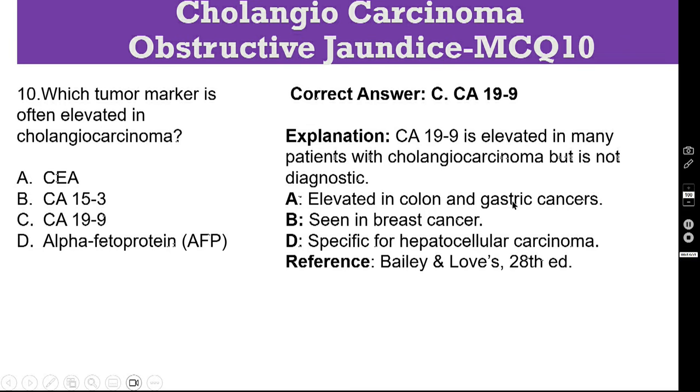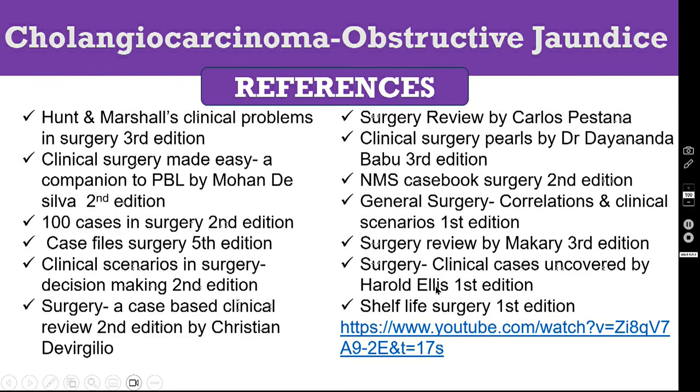CEA is elevated in colon and gastric cancers. CA15-3 is a tumor marker in breast cancer. D, alpha fetoprotein, is for hepatocellular carcinoma and non-seminomatous germ cell tumors. Yes, that is testicular tumor. Reference is 28th edition of Bailey and Love.